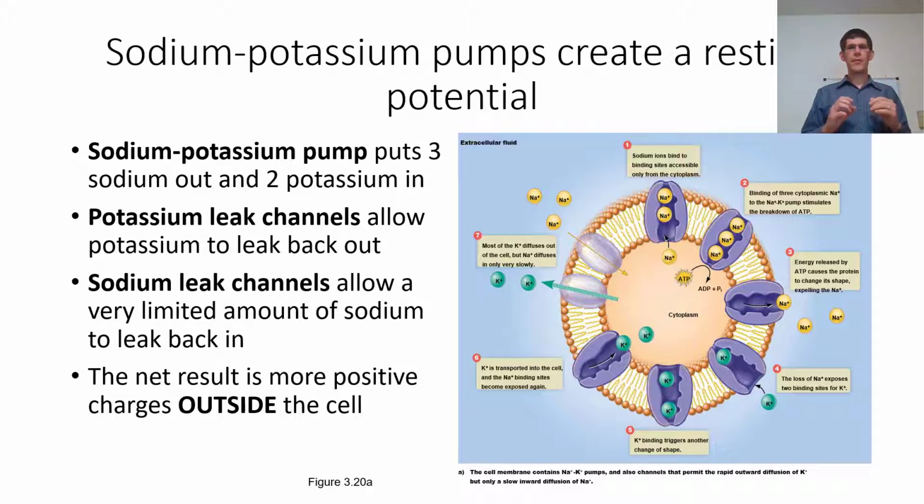Now there's a higher amount of potassium inside than outside, and it wants to go out down its chemical gradient. And potassium leak channels will allow potassium to leak back out down its chemical gradient. However, as more positive charge accumulates outside the cell, the potassium doesn't want to go against its electric gradient and doesn't want to go where there are more positives on the outside. Sodium leak channels will allow a very limited amount of sodium back in, resulting in a net positive charge outside and a negative charge inside for a negative 70 millivolts across the membrane.